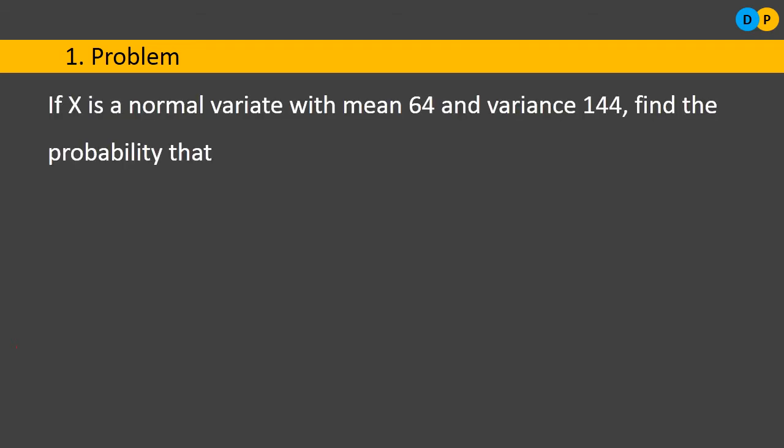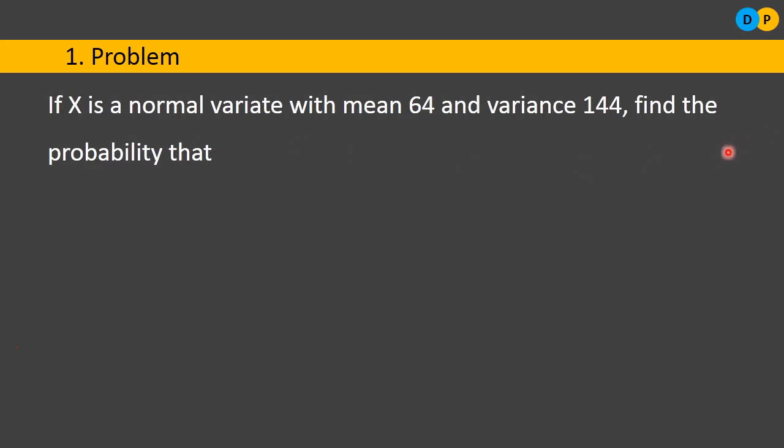Now let us take up the first problem. The first problem is: if x is a normal variate with mean 64 and variance 144, find the probability. We have been presented with the mean, mu, equal to 64, and variance 144. Here x is a normal variate. It is not a standard normal variate.